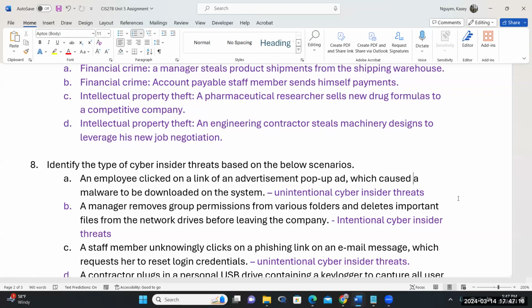And then for B, a manager removes group permissions from various folders and deletes important files from the network drives before leaving the company, right? Maybe this person thought they contributed to those files for the company. If they're upset, they want to take away the files, but it doesn't work that way. If you work for the company and get paid by the company to create those files and participate in a group to make them, the company owns the files, right?